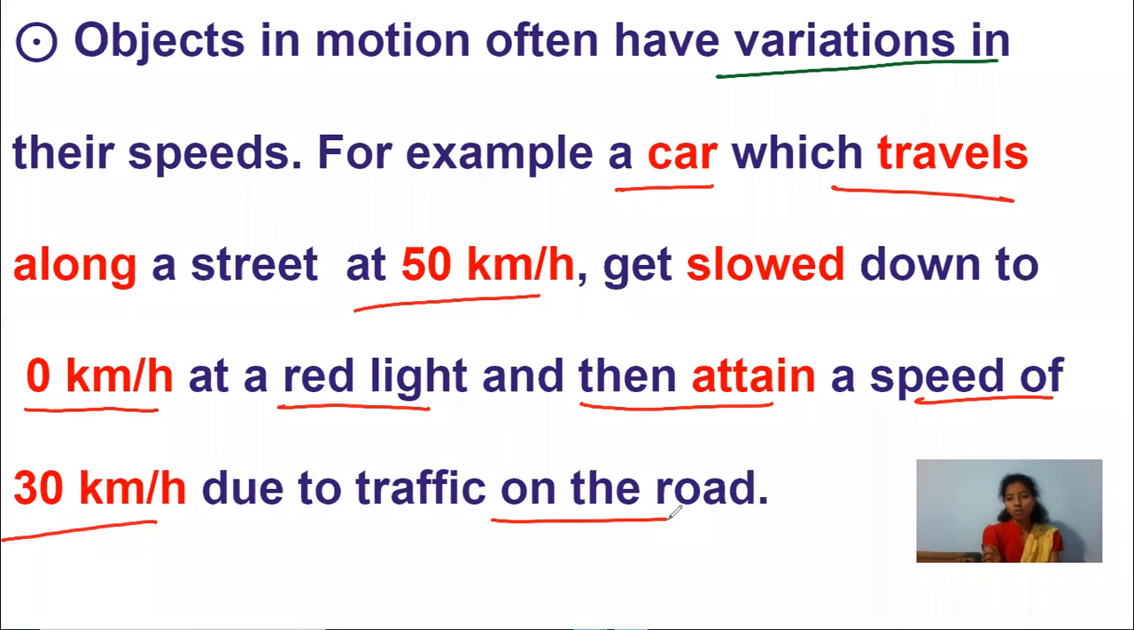Yes or no? We also sometimes move with a very high speed and sometimes we decrease our speed. Sometimes we stop completely. Right? All the time we may not move with the same speed. If no one is there on the road, maybe we'll move with the same speed continuously. If any vehicles are there, at a red signal, we may stop our vehicle at that time. And if traffic is there, we'll move very slowly. Completely the speed will decrease.